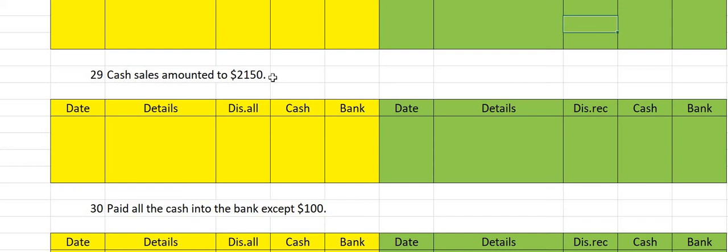Cash sales amounted to 2150. So when you make cash sales, you receive cash, so you enter it on the debit side. Right? And the date is 29/4/06. You made cash sales. The opposite account's name is sales. And what is the amount? 2150. So by cash, you enter it in the cash column.